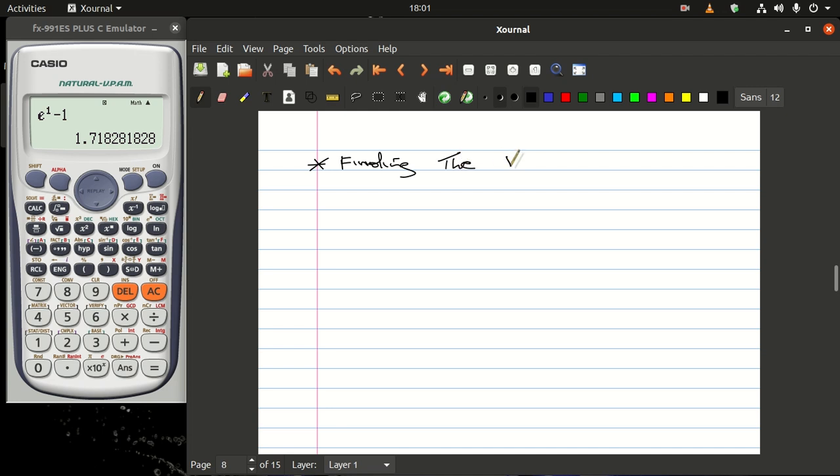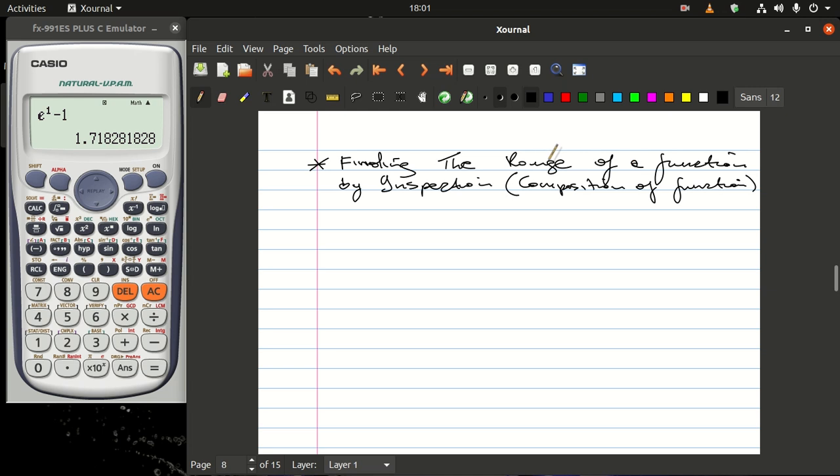Now the second method is finding the range of a function by inspection. Usually when we say inspection, we are assuming that you can look at it and get what you are looking for, but in reality we are actually talking about composition of functions, or composite functions. So we will find this range using the idea of composite functions.